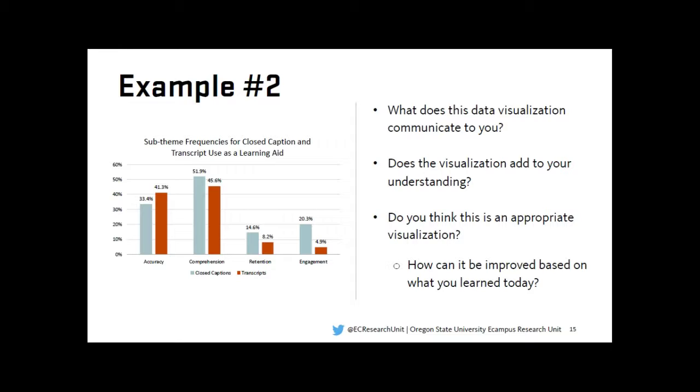So let's go through the same set of questions. What does this data visualization communicate to you? Let's see. There's a lot there, yeah. If you can't see these, it's accuracy, comprehension, retention, and engagement. Yeah, so you're seeing kind of a difference here in these two categories. Yeah, so more of them said they're using transcripts for accuracy reasons, right, than closed captions for accuracy reasons. And then that kind of flips a little bit in terms of comprehension. So more of them are talking about comprehension with closed captioning. But there's still a pretty high percentage saying transcripts are helping with comprehension as well.